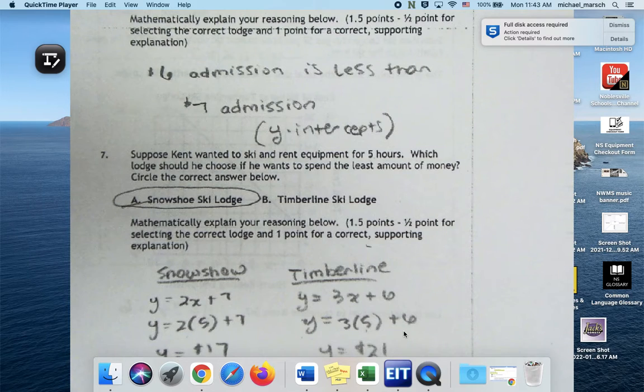Any questions about this comparing of the equations? Feel pretty good about it? Pretty confident? Your quiz is on Thursday. This is the study guide, so you know it's going to be really similar to this.